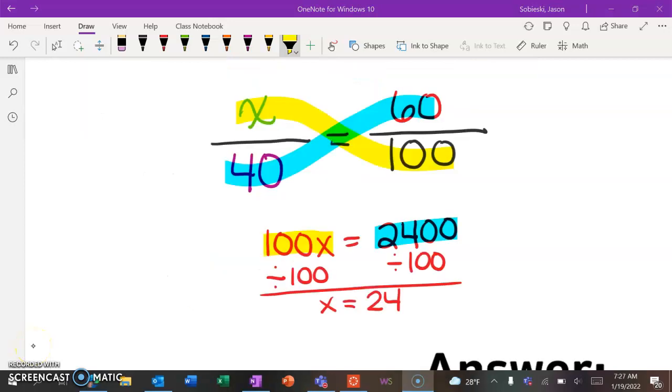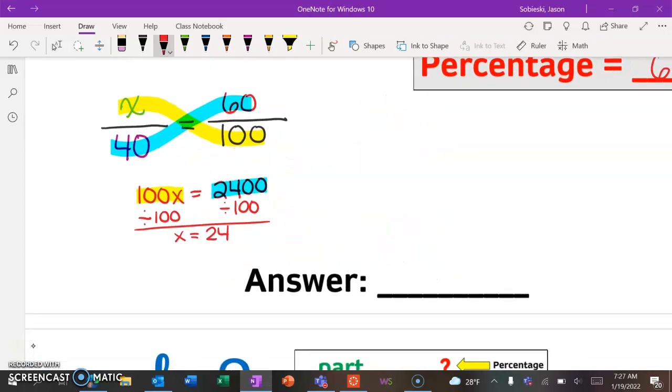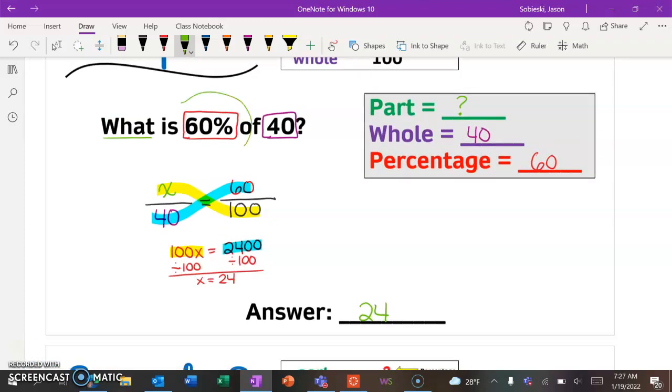All right, so as I said, I always like to do the cross multiplication method. If you do that, 100x is equal to 2,400, a one-step equation. Just divide by 100, so x has to be 24. So our answer for the part, which I think was in green, is going to be 24. And all that means is that 60%, so 6/10 or 3/5 of the number 40, is going to equal 24.